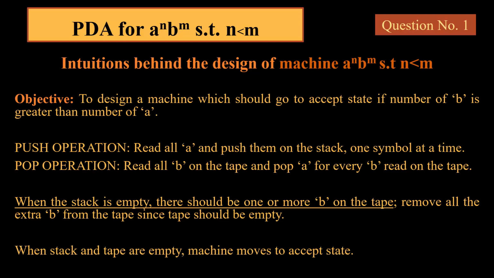We need the number of b to be greater than the number of a, that means when the stack is empty and we reach the Z0 state, we should have one or more b on the tape. Since we should remove those b from the tape, we should keep on emptying the tape until we reach the delta.